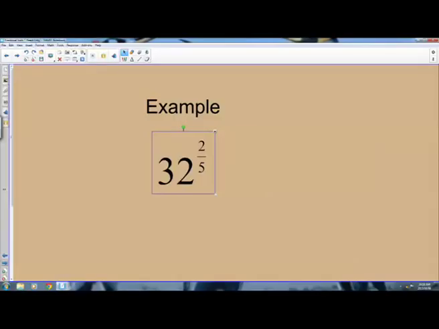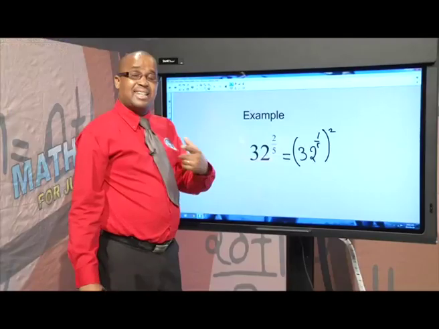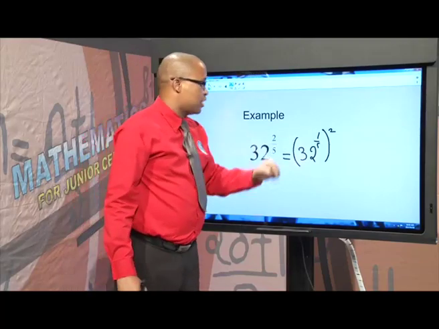32 to the power 2 fifths. How do we simplify 32 to the power 2 fifths? This is the same as 32 to the power 1 over 5, all this raised to the power 2. We just split 2 fifths into 1 over 5 times 2. And then from there we'll find the fifth root of 32. Then after getting the fifth root of 32, we now square it.